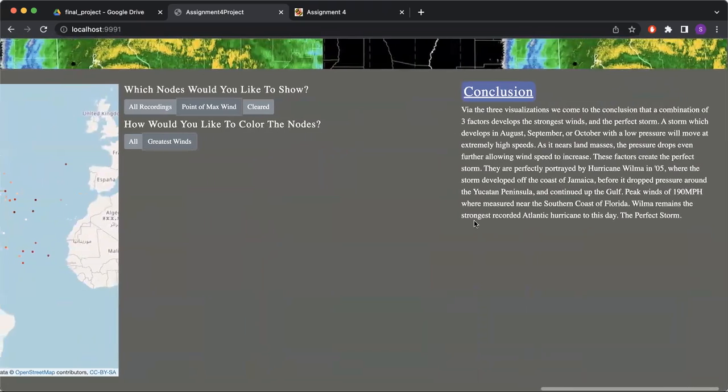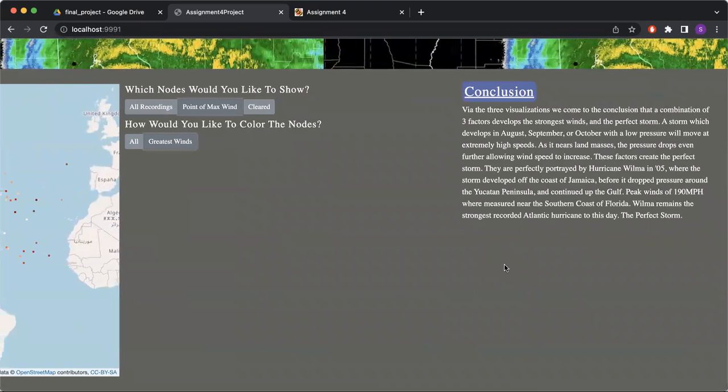So in conclusion, via the 3 visualizations, we come to the conclusion that a combination of 3 factors develops the strongest wind speeds in the perfect storm. A storm which develops in August, September, or October with a low pressure will have an extremely high wind speed. As it nears land masses, the pressure drops even further, allowing wind speed to increase. These factors create the perfect storm.